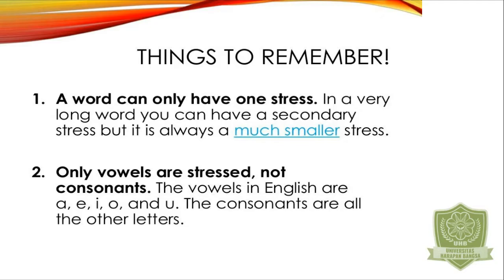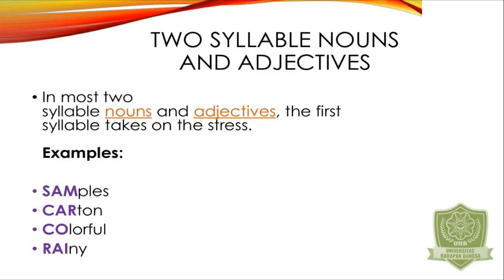The vowels in English are A, E, I, O, and U. Meanwhile, the consonants are all the other letters. The first rule is two-syllable nouns and adjectives. In most two-syllable nouns and adjectives, the first syllable takes the stress. Take an example: carton, colorful, rainy.